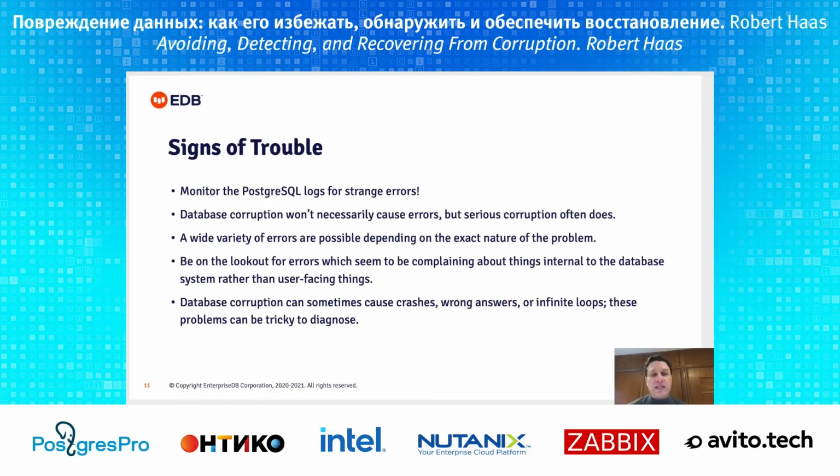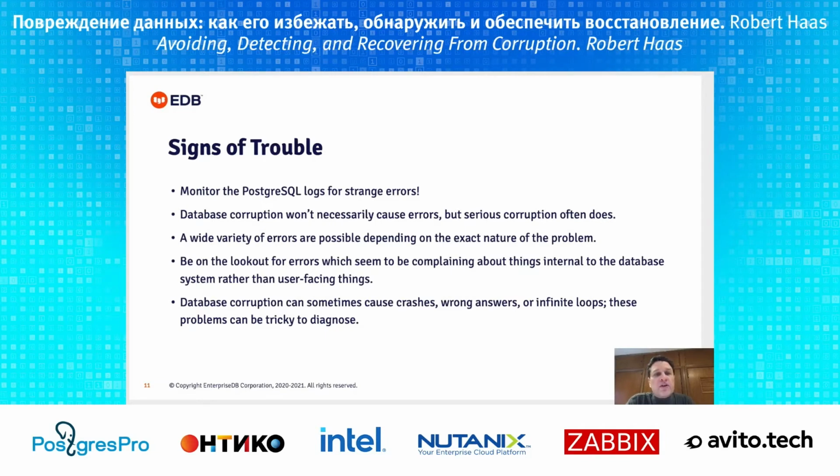But it's very common to have errors in the logs as a result of corruption, and that's often how the problem is detected. Unfortunately, there's a lot of different errors that you could get depending on the exact nature of the problem. But in general, what you want to be looking for is errors that seem to be complaining about things which are internal to the database rather than user-facing things. I'll give a few examples of those kinds of error messages in just a moment.